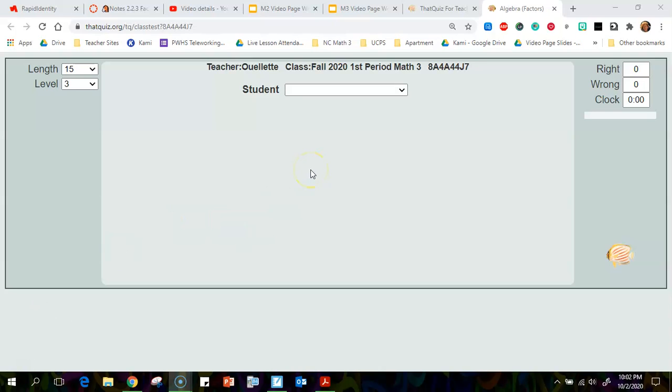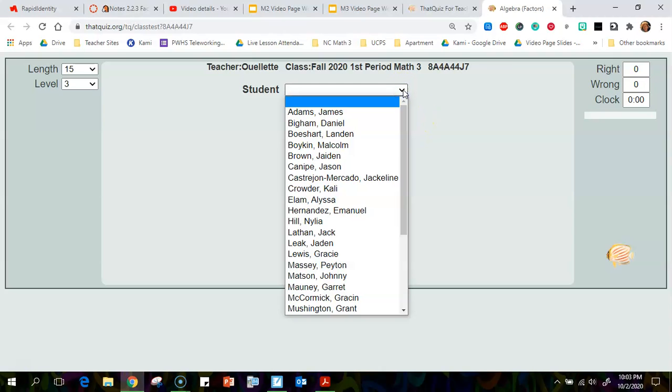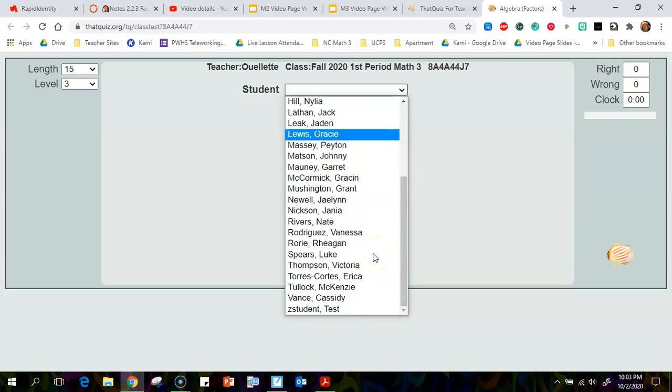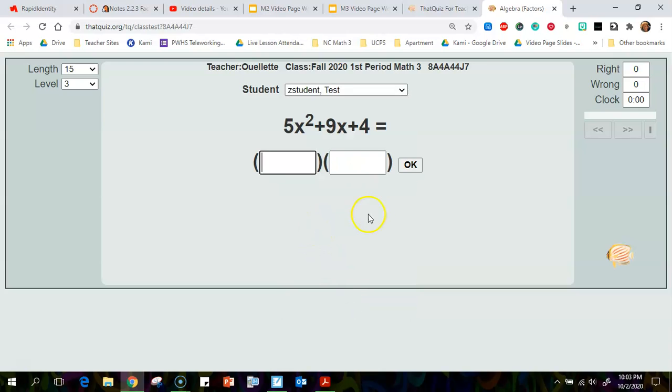When you click on the link, you should go to a page that looks like this, and you'll choose your name from the drop-down list. I'm the test student, and then it's going to go ahead and start you on the classwork. There is a clock over here for when you start, but don't worry about it. It's not timed, so you don't have to worry about that. It will tell you if you're getting them right or wrong.